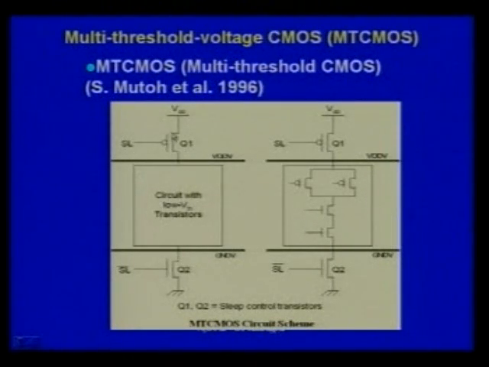you make this transistor off, this transistor off, then the leakage current passing through this circuit will be very small. This is known as MTCMOS approach, multi-threshold CMOS. That means you are making use of multiple threshold voltage transistors. These transistors are fabricated along with your circuit, which is realized by using low VT transistors.